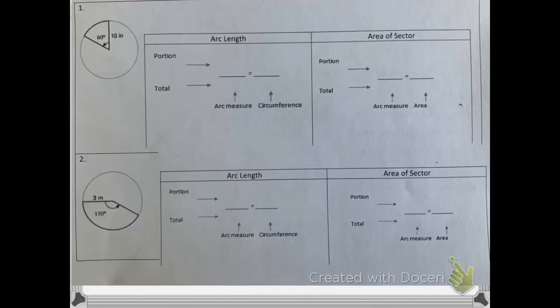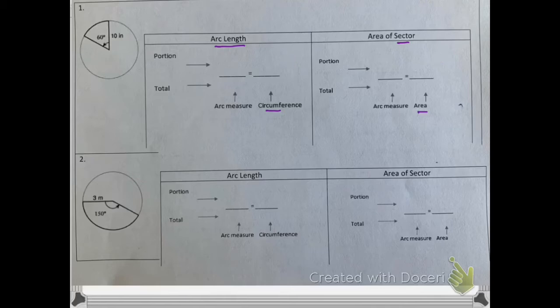So for these next two examples, we're going to be finding the arc length, which again is a portion of the circumference, and then the area of the sector, which is a portion of the area. So the setups are almost identical. In fact, the first fraction will be exactly the same for both proportions. However, the second fraction is a little different because for the first one, arc length, the second fraction is going to be talking about circumference, and then for the second, it will be talking about area.